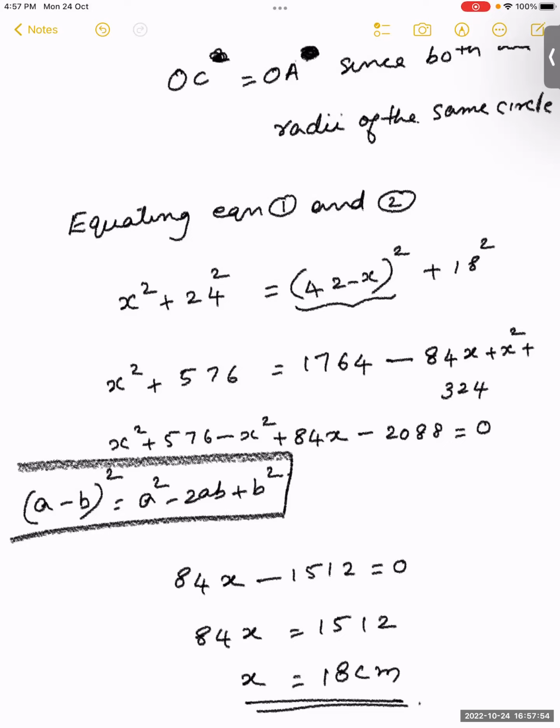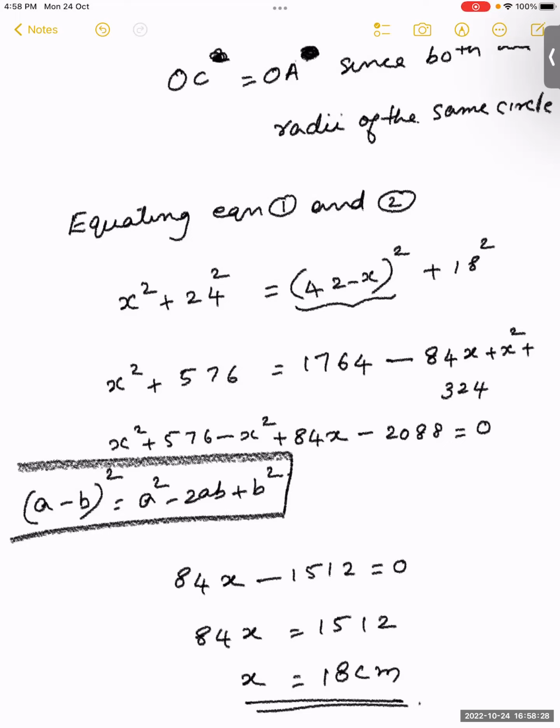But they got a different answer. One minute, in the textbook they have got a different answer. One minute, where I went wrong. Let me check. Oh, they followed the same approach, but where did we go wrong? Oh, x is 18 centimeter, right? We need to calculate what? x is 18 centimeter, that's what we have calculated. We are yet to calculate the radius. Okay. x we have found. Now let's calculate the radius.